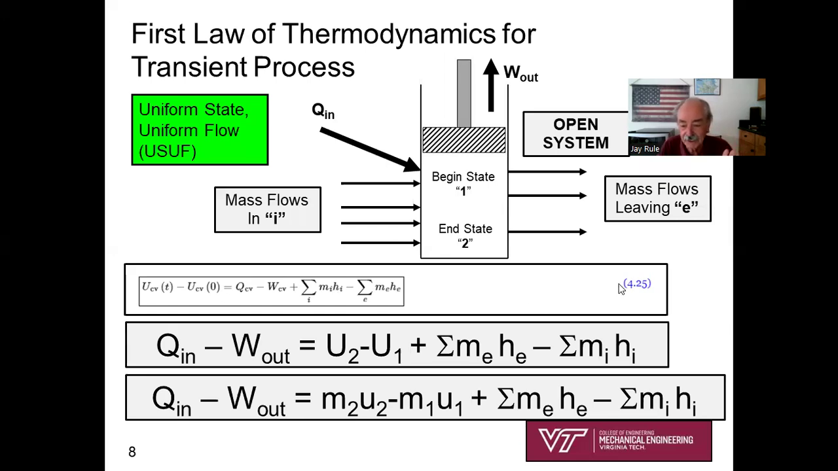I rearranged the textbook statement of the first law into something that I find easier to remember. Q in minus W out. Wow, that sounds a lot like a closed system, doesn't it? Q in minus W out equals U2 minus U1, capital U, sounds a lot like a closed system, plus some extra terms, plus the sum of the m dot leaving, h leaving, minus the sum of the m dot in, h in. So that's just a general statement.